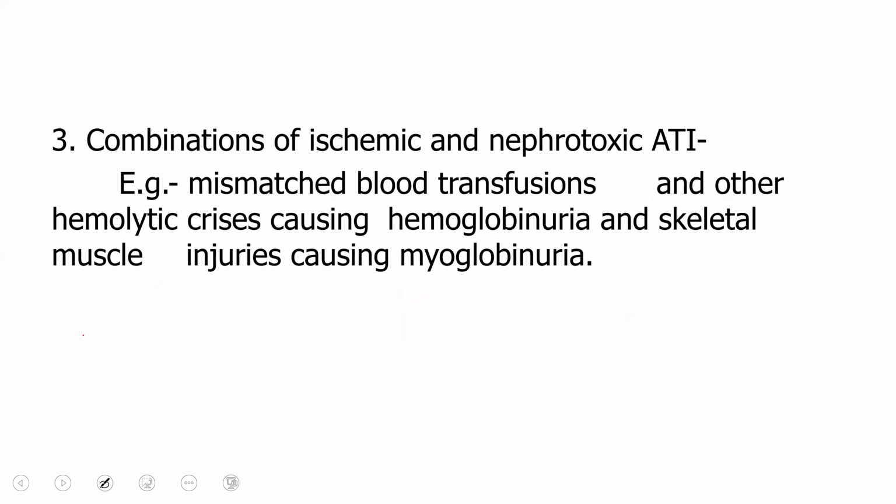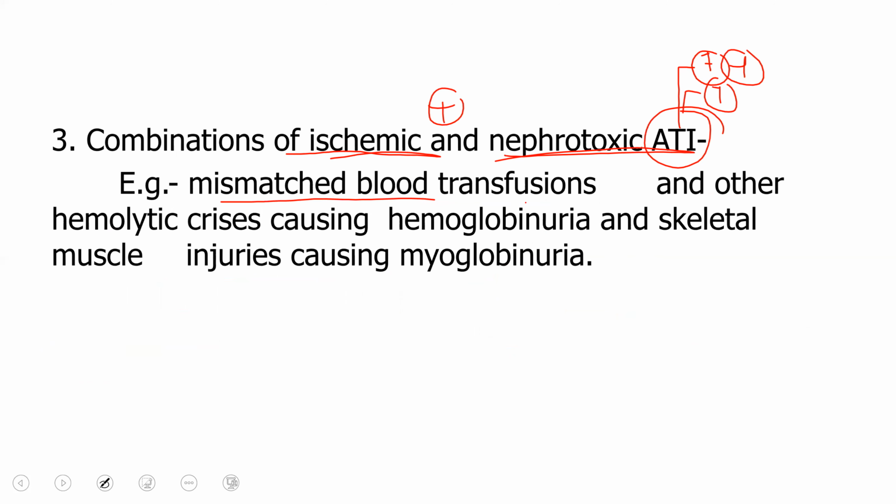And sometimes it can be due to a combination of ischemia along with nephrotoxic injury as well. So as I said, acute tubular injury can be due to ischemia, or it can be toxin mediated, and sometimes there can be a combination of both, and it can happen in case of mismatched blood transfusion, and other hemolytic crisis causing hemoglobinuria and skeletal muscle injury. So let me explain this.